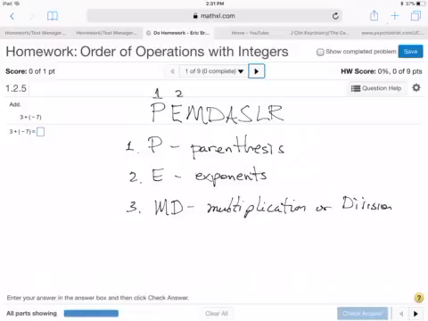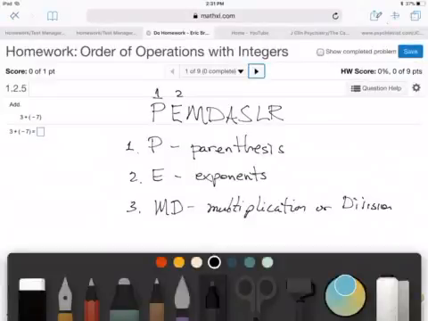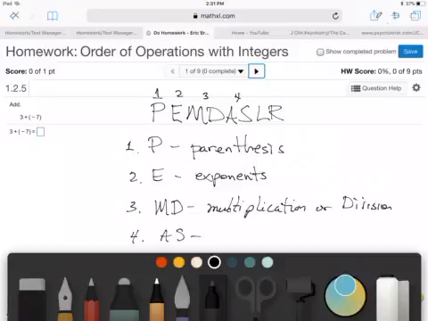So students, we are looking at the order of operations with integers, which is extremely important. I typically remember the order of operations based on this acronym. I have P, that's number one, which means parentheses. And then E, we have exponents. And then multiplication and division, I typically take that as 3. And then addition and subtraction, I take that as 4.